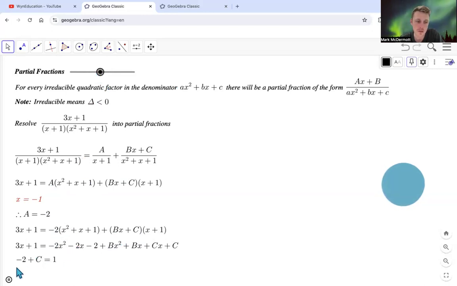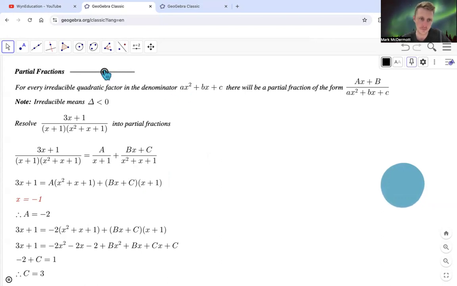Okay, we keep going from there. We can hopefully come to this conclusion, which is hopefully not too scary. If we look at the constant terms, we know on the left-hand side that the constant term is 1. On the right-hand side, the constant terms are minus 2 and c. So minus 2 plus c must equal 1. So therefore, c equals 3. All right, so we've got our two letters already. We've got A and C.